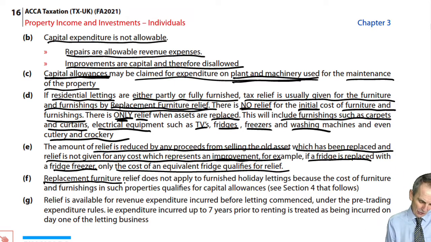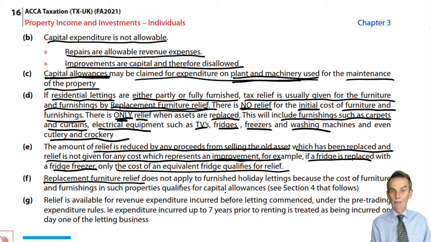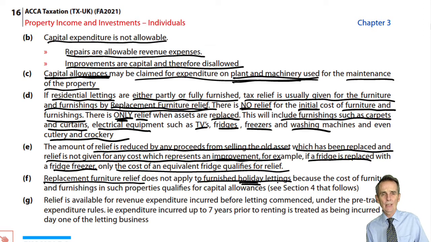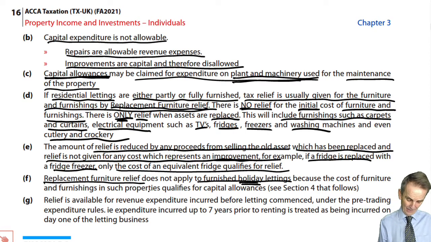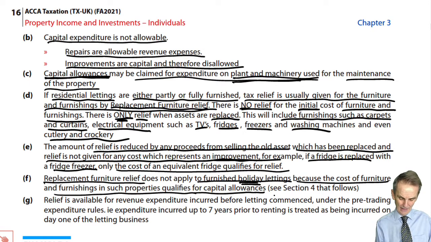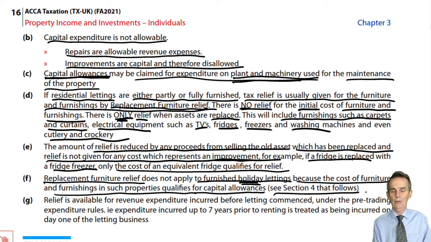This replacement furniture relief, however, although applicable to furnished lettings, does not apply in relation to furnished holiday lettings. We mentioned furnished holiday lettings a little while ago, and what we'll discover is that there, because it is very different to the letting of property to a long-term tenant, there are some special rules that apply to it. Here's one of them: replacement furniture relief does not apply. The reason being, the cost of furniture and furnishings in such properties qualify for capital allowances. And again, we'll see the note on furnished holiday lettings in section 4 a little bit later on.